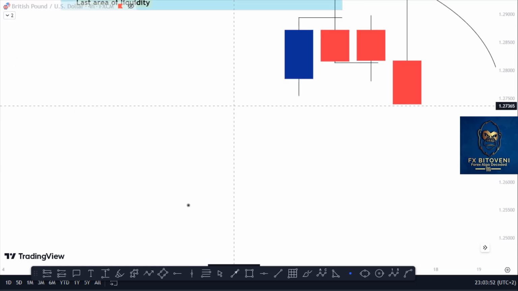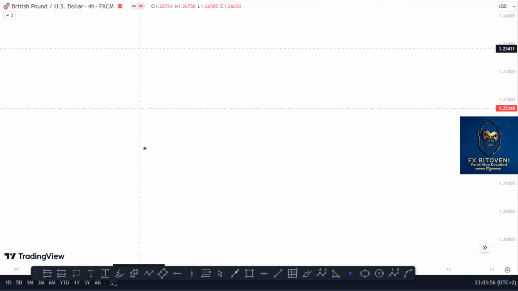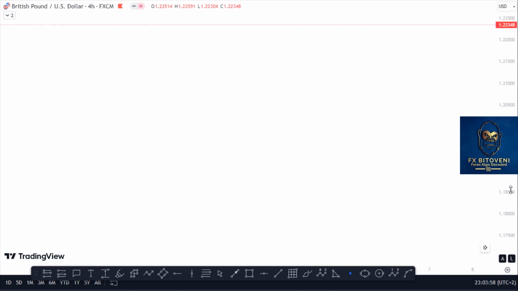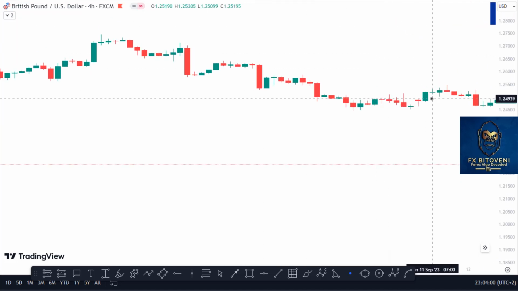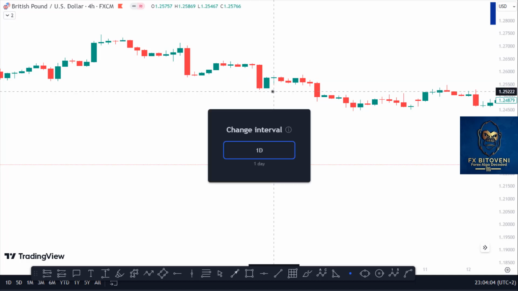So here, for example, you look at GBP USD, let's say on a daily time frame.